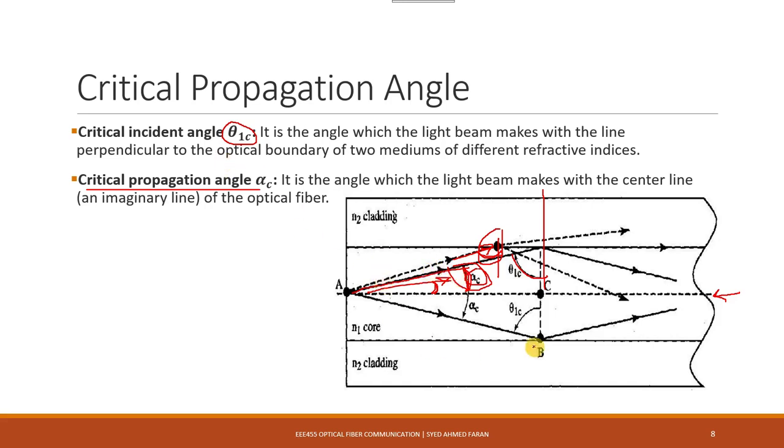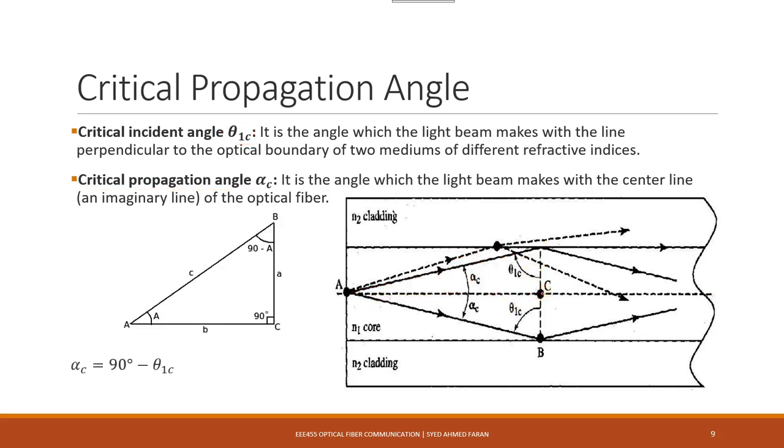Okay. If you notice from this figure, we are interested in finding alpha c, because we have already found the critical incident angle using Snell's law. Now we want to find the critical propagation angle. You might notice that this is actually a right angle over here. Okay, I'll draw it again. So this is a right angle. I've drawn a neat right angle over here.